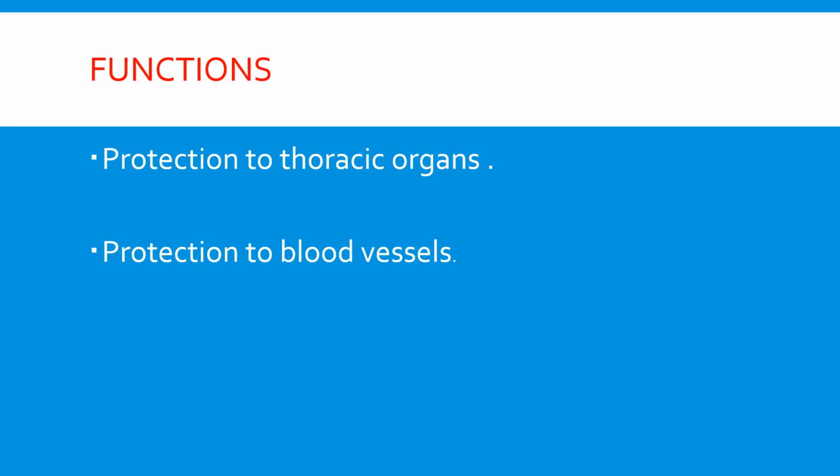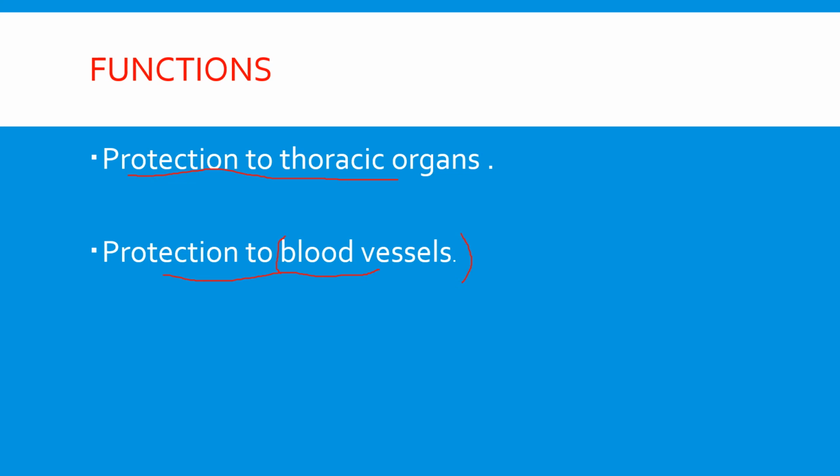Starting the functions of the sternum, the first function is protection of the thoracic organs. How does it protect the thoracic organs? This function of the sternum is performed along with the ribs. The sternum along with the ribs helps in the protection of thoracic organs. The second function is protection of blood vessels. You know, blood vessels are small tubes that help in the circulation of blood throughout your body. The sternum and the ribs protect the blood vessels that are present in your chest cavity, or thoracic cavity.